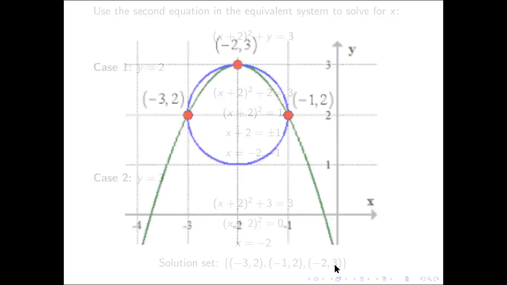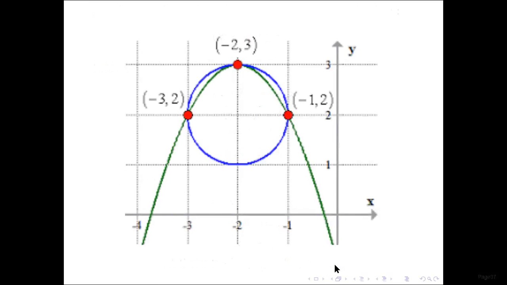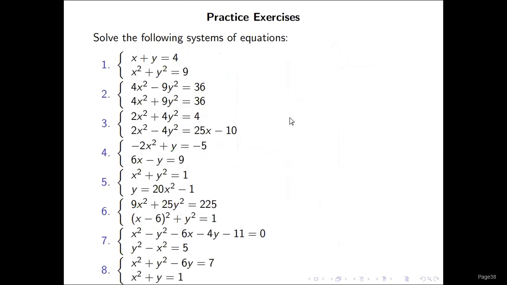The graph is shown. Okay, one is a circle, the other is a parabola, and they intersect in 3 points as shown in the figure. These are the solutions found: (-3, 2), (-2, 3), (-1, 2). Okay, that's it for this session. So there are practice exercises given. I want you to try them out to help you also prepare for the quiz. No need to graph the system. Okay, that's it.